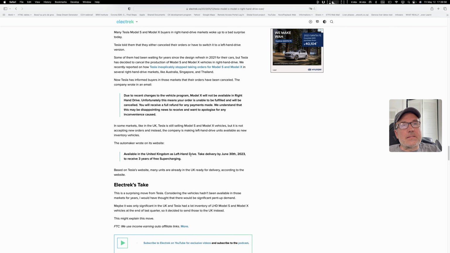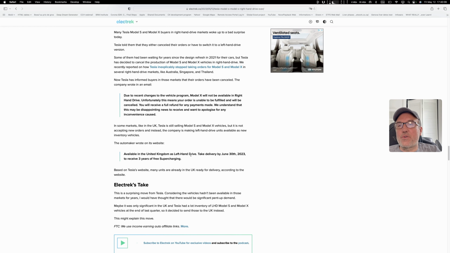Yeah, my take on this is that the Model S and the X don't sell many cars, so Tesla considers that it's not worth it for them to have this configuration.